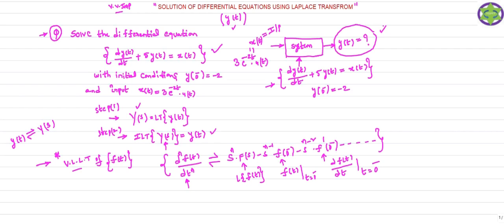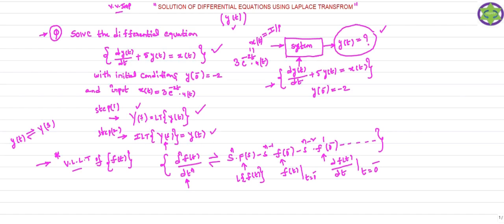Now how can we find Y of t? You just follow the two steps. One is you have to find capital Y of s. That is the first step. After finding capital Y of s, you find the inverse Laplace transform of Y of s, so that we will get the response of the system.